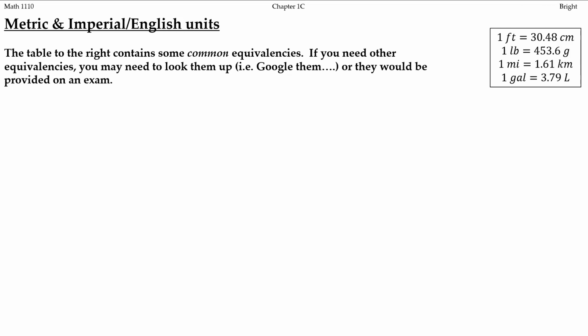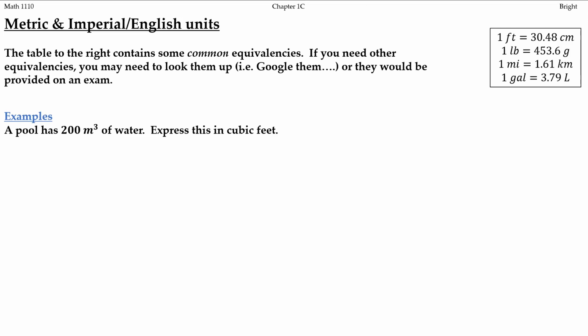So here is a table off to the right of the screen that has some common equivalencies. We are going to reference these as needed. These conversions would be given to you on an exam, or if there are any other kind of unique ones, we would provide that. But in the event that you are in a situation where you have technology, feel free to use it. Okay. Examples.